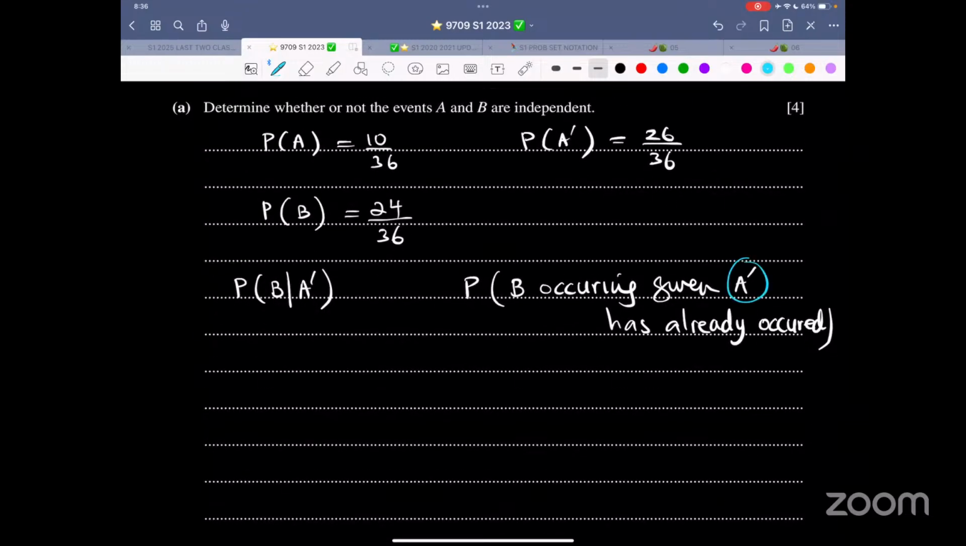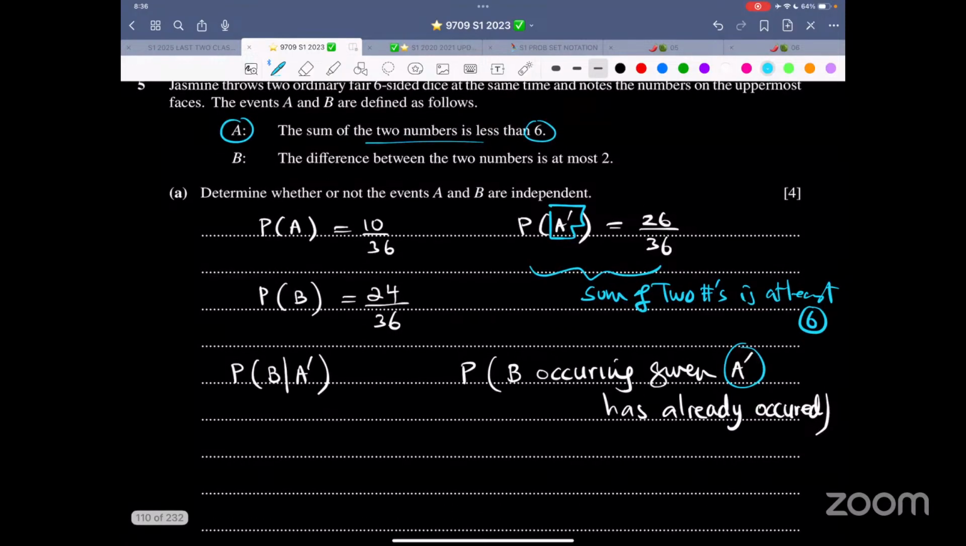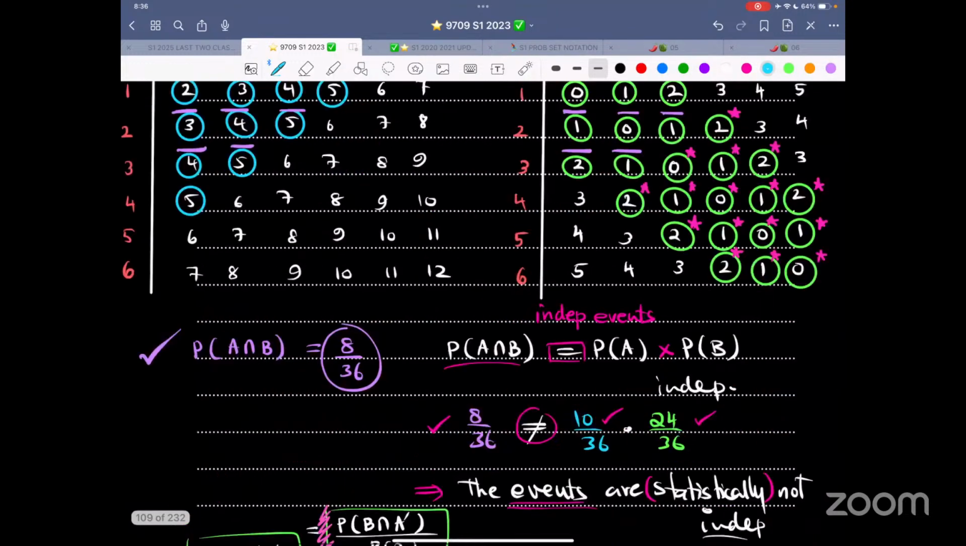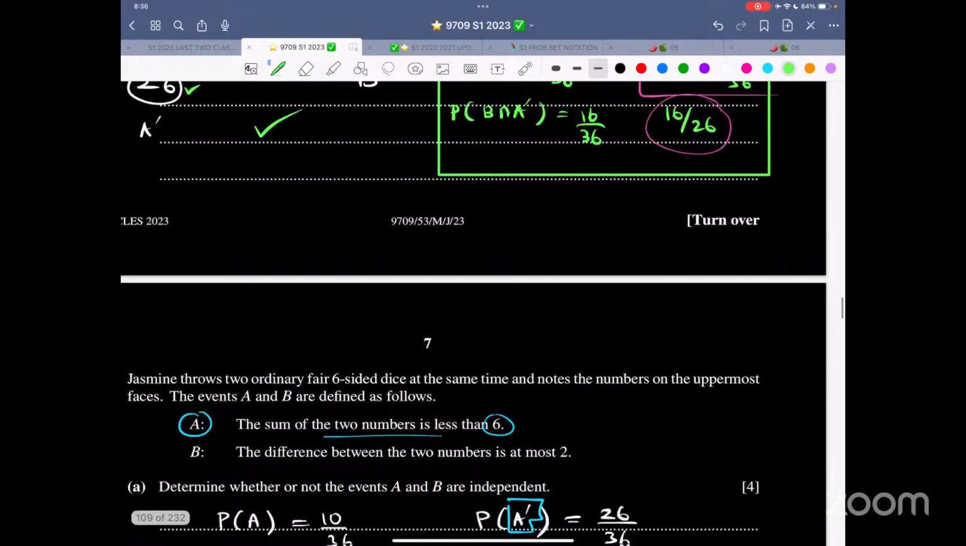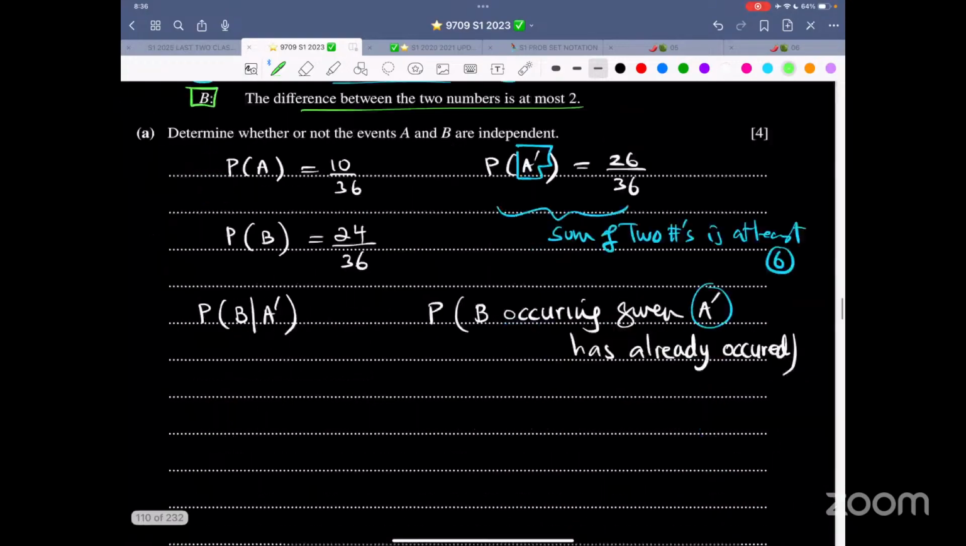So what do you think is A complement? The sum of two numbers is at least 6. It is greater than or equal to 6. That is A complement. Got the idea? And what is B? B over here was which color? That is the green color. So what is B over here? The difference between the two numbers is at most 2.